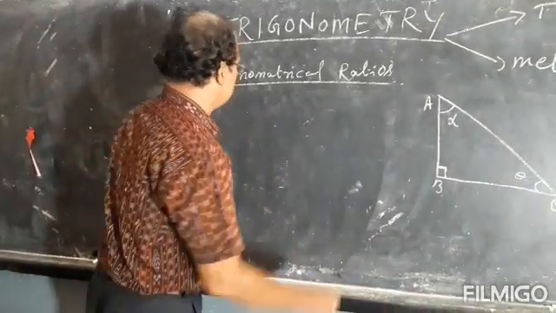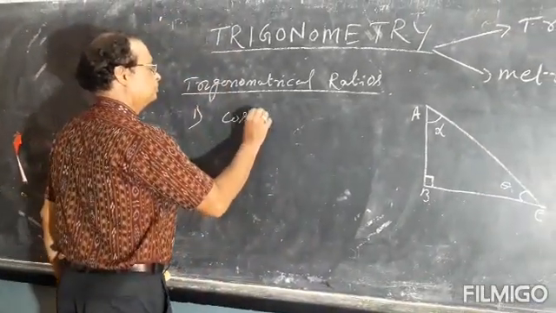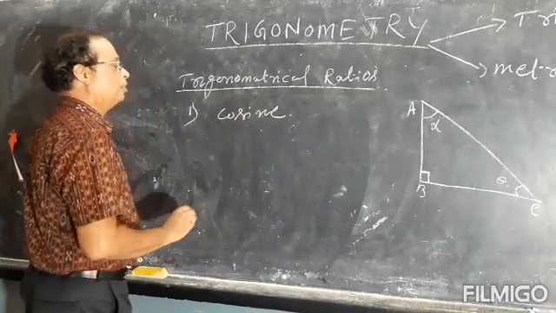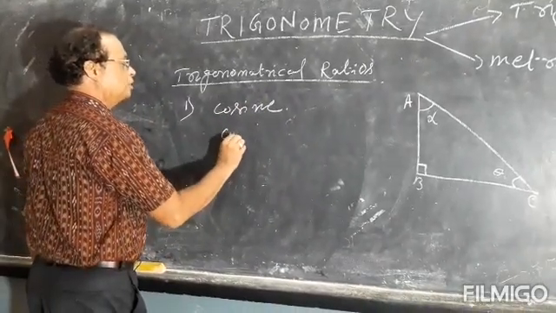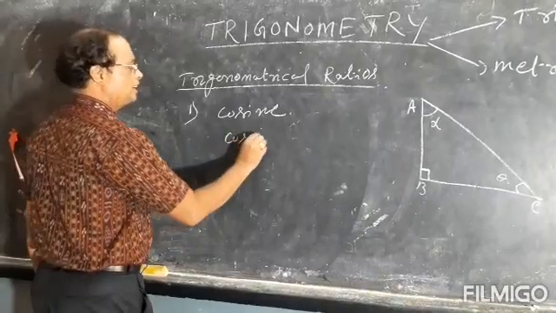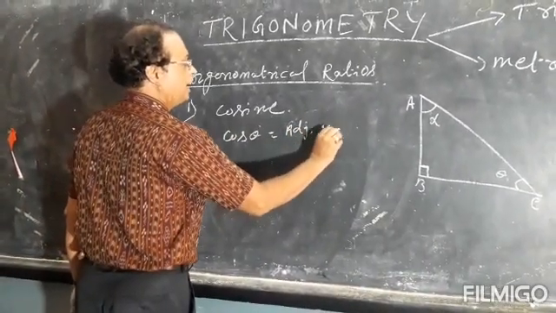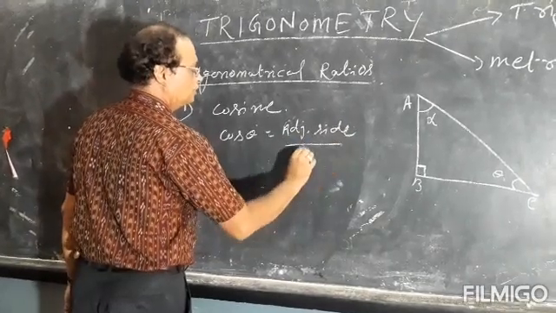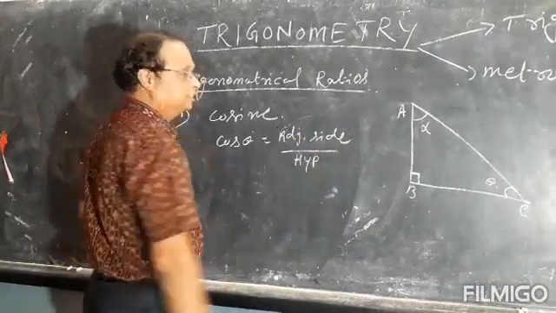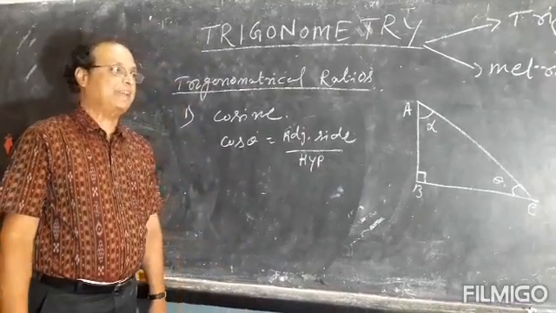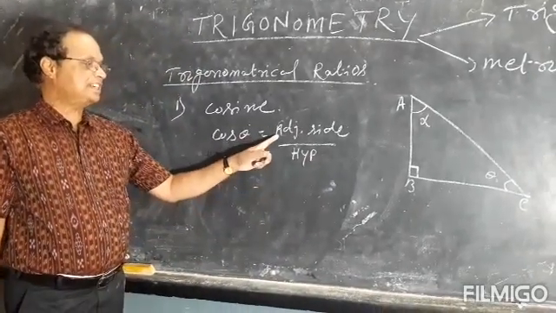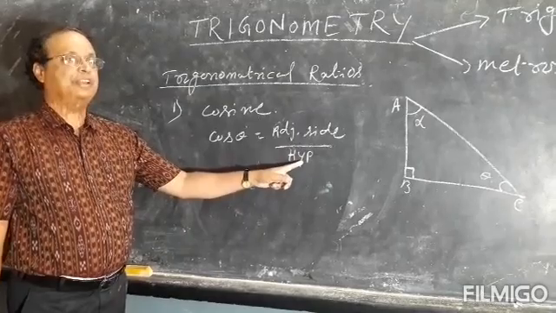The second one is cosine. It is cosine, but in short we write it as cos. So cos theta is adjacent side by hypotenuse. Adjacent side by hypotenuse. Don't remember it as base by hypotenuse. So adjacent side by hypotenuse.